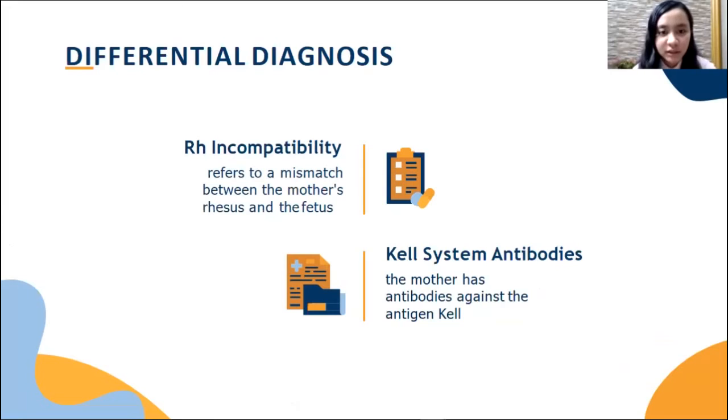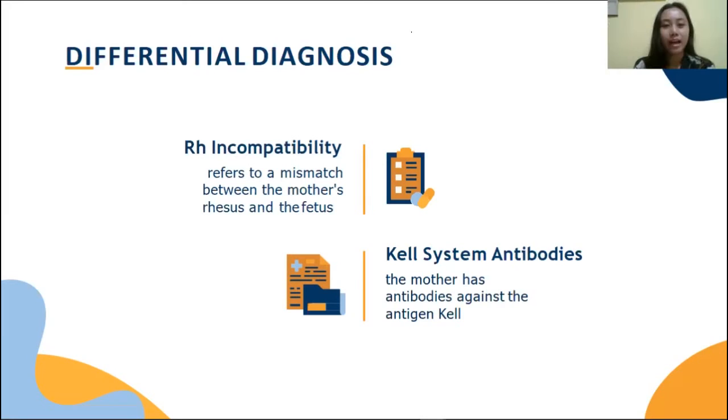The first is rhesus incompatibility. So rhesus incompatibility refers to a mismatch between the mother's rhesus and the fetus. It is usually associated with the development of maternal rhesus sensitization and hemolytic disease of the newborn, or HDN. If a person's erythrocytes express rhesus D antigens, then the person can be classified as rhesus positive. Otherwise, the person can be classified as rhesus negative. If a rhesus negative mother becomes sensitive to the antigen and subsequently produces anti-D antibodies that combine and potentially lead to the destruction of rhesus positive erythrocytes, then this phenomenon will become clinically significant.